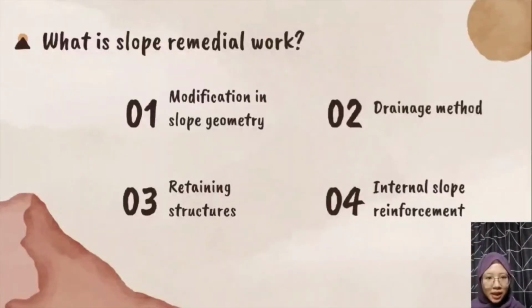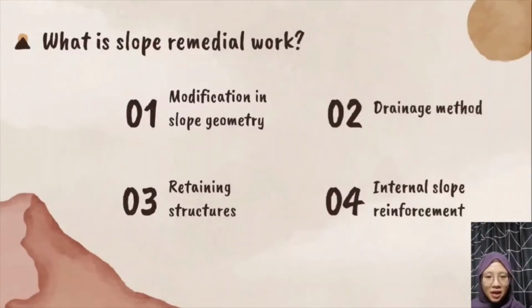What is slope remedial work? Methods include the modification of slope geometry, drainage, use of retaining structures, and internal slope reinforcement. First, the geometrical method, where the stability of a slope can be strengthened by changing the geometry of a steep slope to a gentler slope, either by flattening the slope or backfilling at the top of the slope, where the angle is normally supported together with soil.